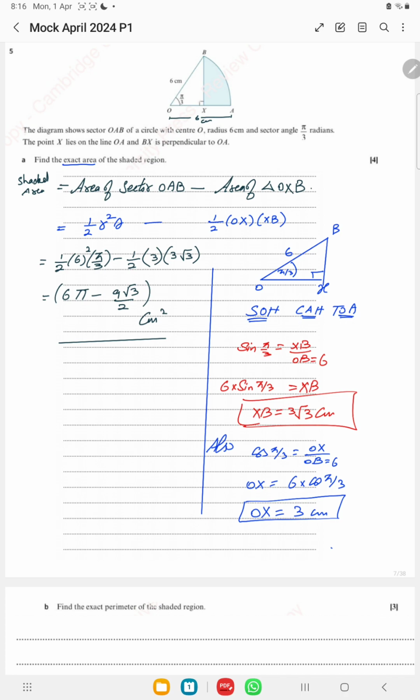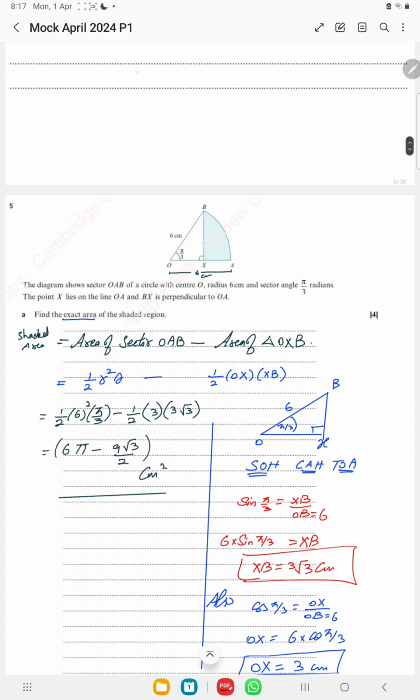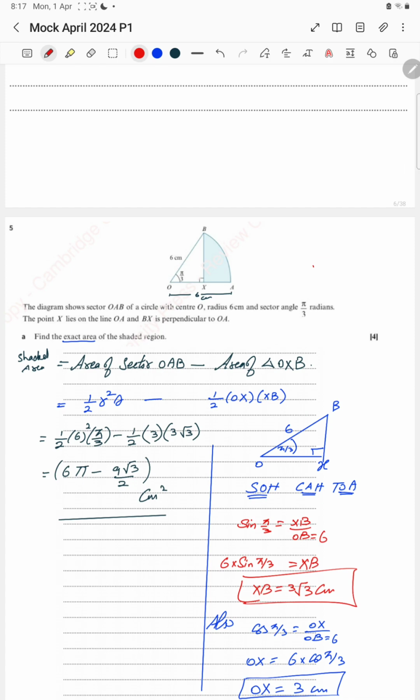For the next part, we have to find the exact perimeter of the shaded region, and that will give me the arc length AB, plus XA and XB. How can I find XA? Here I can write for you XA plus OX is equal to 6. So XA will be 6, and OX we calculated was 3, so 6 minus 3. So XA is equal to what? 3 centimeter. So we will use this.